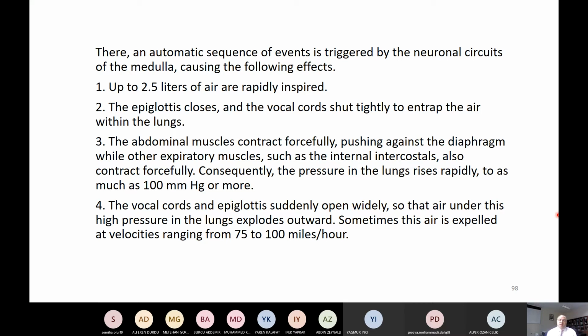Consequently, the pressure in the lungs rises rapidly to as much as 100 millimeters of mercury or more, and then the vocal cords suddenly open widely so that air under this high pressure in the lungs explodes outward. Sometimes this air is expelled at velocities ranging from 75 to 100 miles per hour.